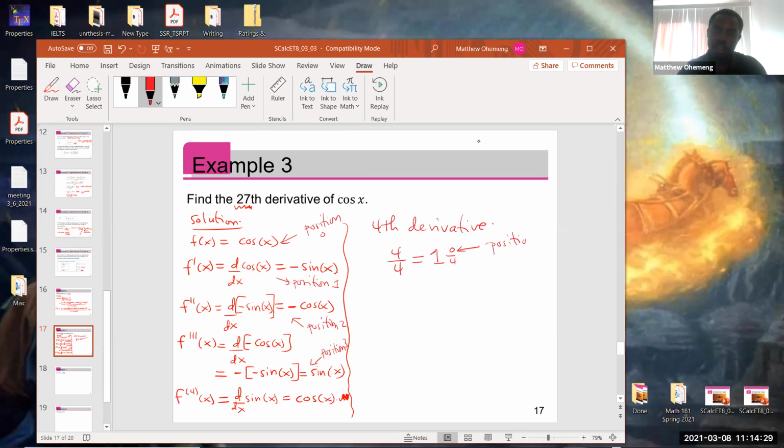So you check the remainder, position 0. So that's how I know the fourth derivative is cosine. Now let me change it so that I don't repeat the 4 and the 4 again, so you see what I mean. Let's look at the 27th derivative, which is what the question is about anyways.